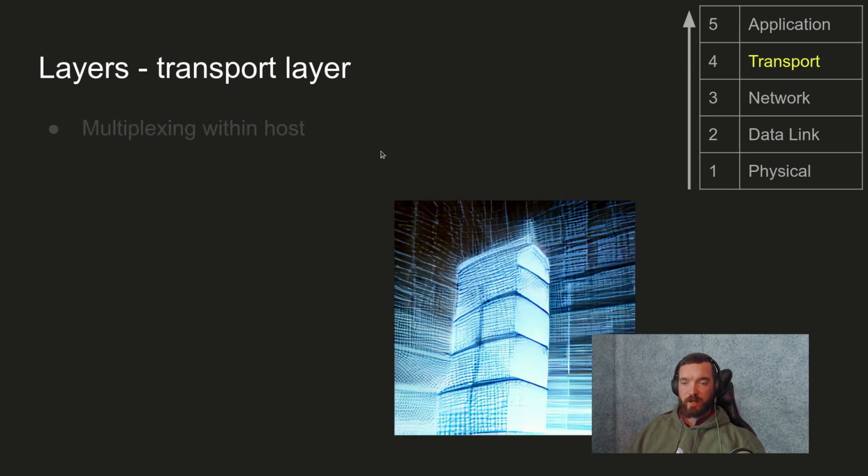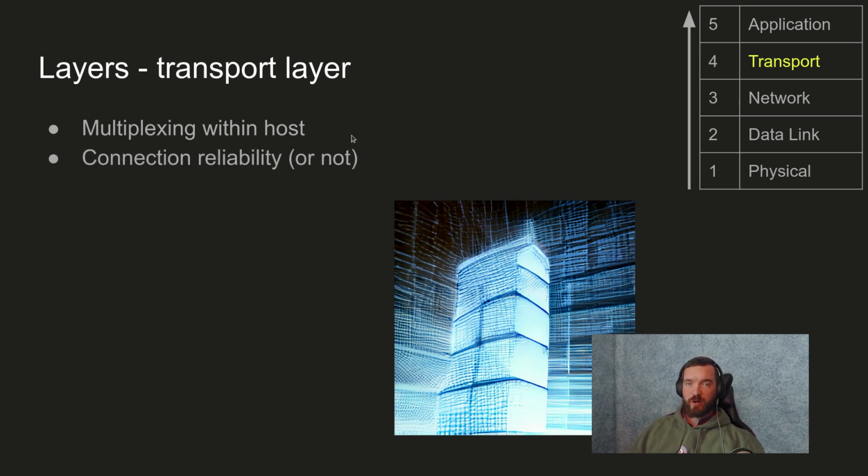The transport layer, this deals with the multiplexing within the host. So this is going to be a port number, and the port number can be anywhere from 1 to around 65,000. And every port is going to have a different program that's connected to it. And this layer can establish connection reliability if it's using TCP, or not if it's using UDP.